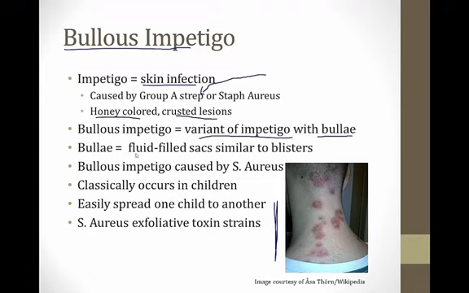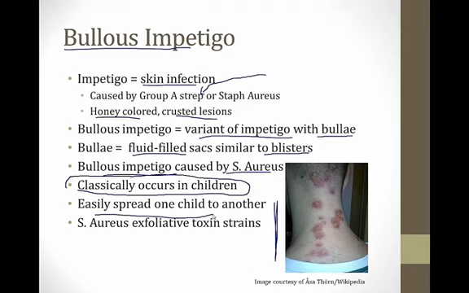Bullous impetigo is a variant of impetigo in which people get bullae. So recall that bullae are fluid-filled sacs, and they're similar to a blister, which you've probably had. And the bullous version of impetigo is caused by Staph aureus. It classically occurs in children. All forms of impetigo classically occur in children. And impetigo is easily spread from one child to another.